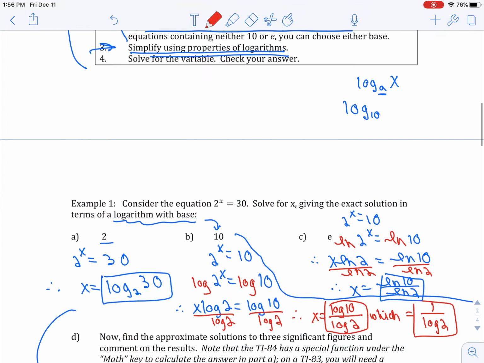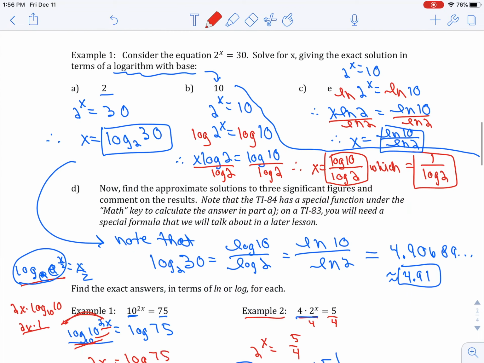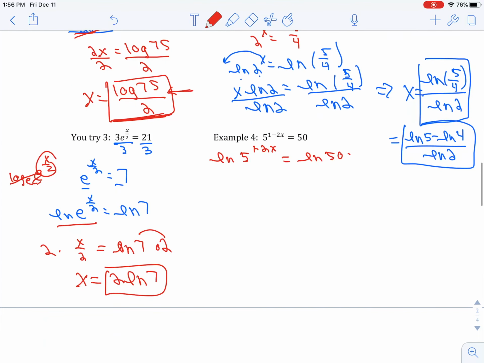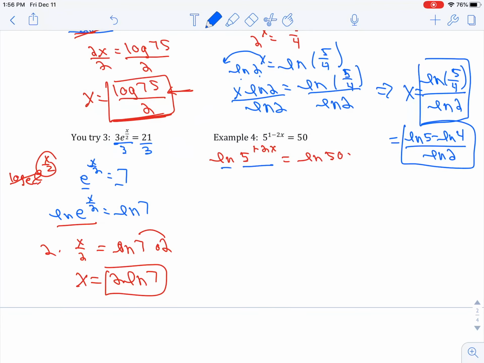So now, we've taken the log of both sides. The next step is to simplify with properties of logs. And the property of logs that we're going to use is that when you have the log of a power, which is what we have here, you can bring that exponent in front. So this becomes the quantity, make sure that you have it in parentheses, times ln of 5, is equal to ln of 50.